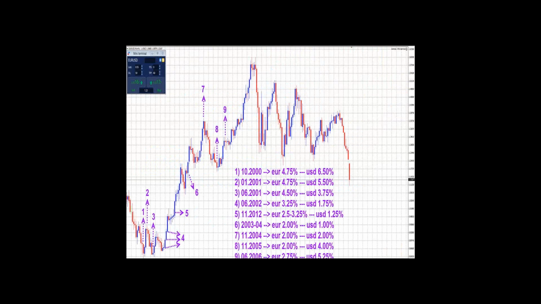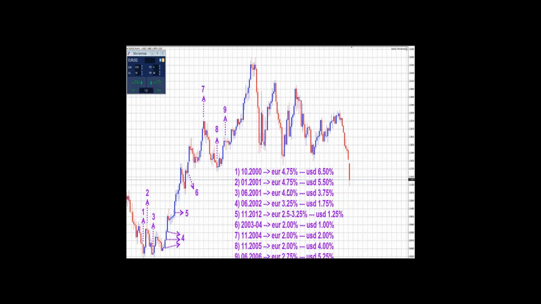Then we see the dollar decreasing its interest rate due to the dot-com financial problems that we had back in 2001. The dollar going down from 6.5 to 1.75. Right, all the way to 1.25 even, right? This is supposed to be 2002, not 2012, by the way, sorry. So a drastic drop of 5% plus within 2 years.